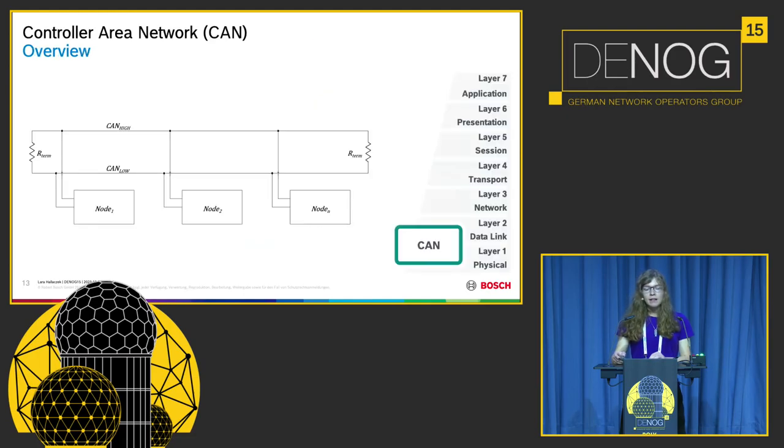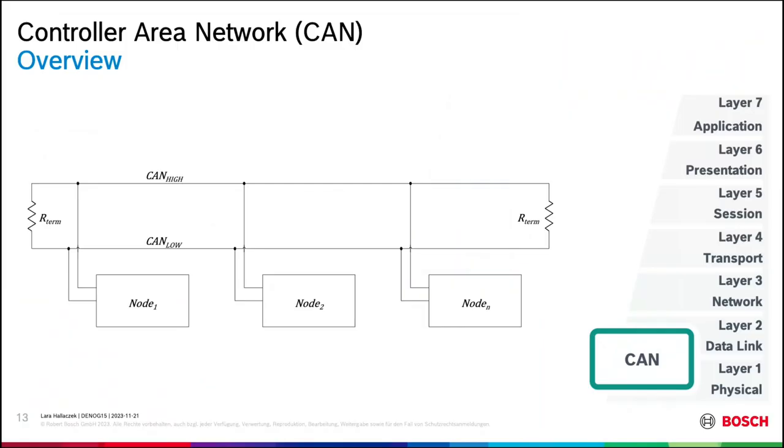OK, then. Let's have a look at a more robust protocol, CAN, or the controller area network. This bus system uses 2 lines, CAN high and CAN low. And these 2 lines are connected over termination resistors, which are usually about 120 ohms. The exact value depends on the version of CAN. With CAN, you can, depending on the version, transmit between about 1 Mbit per second and up to 20 Mbit per second.